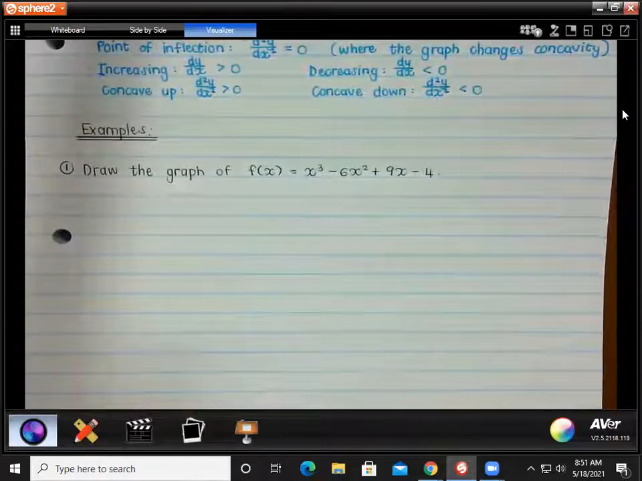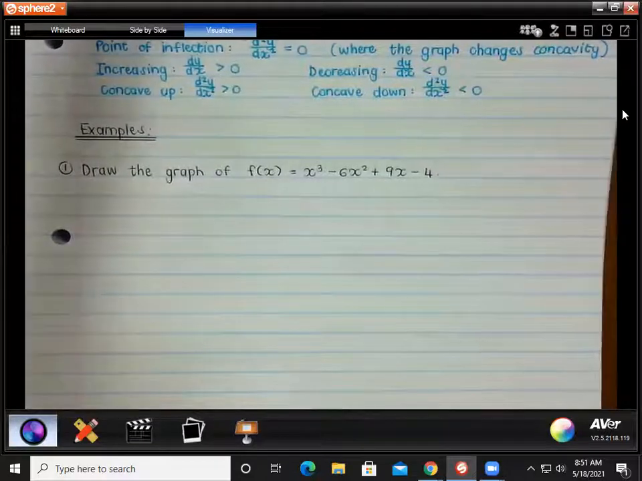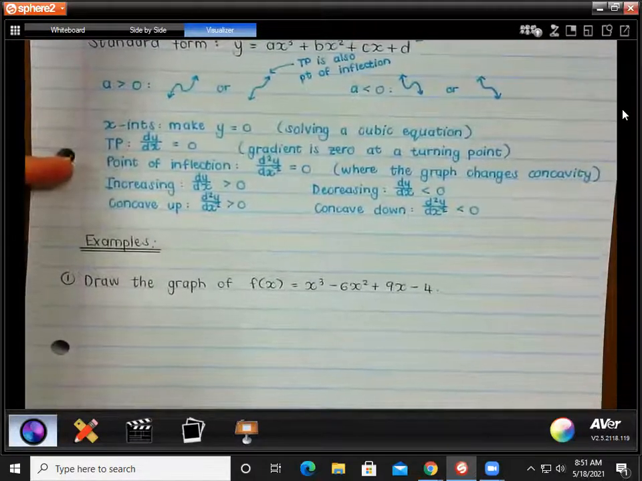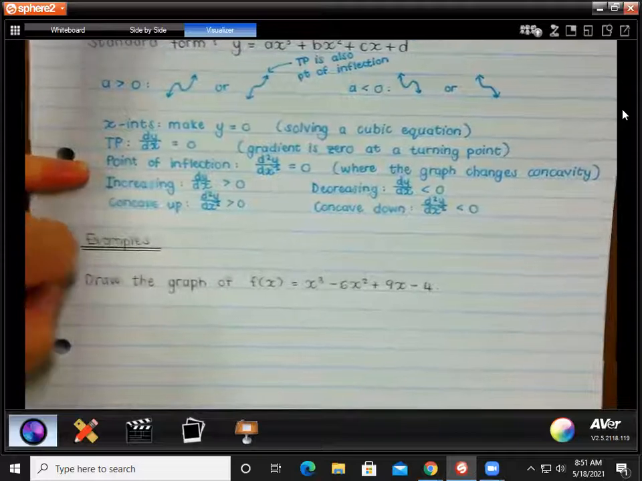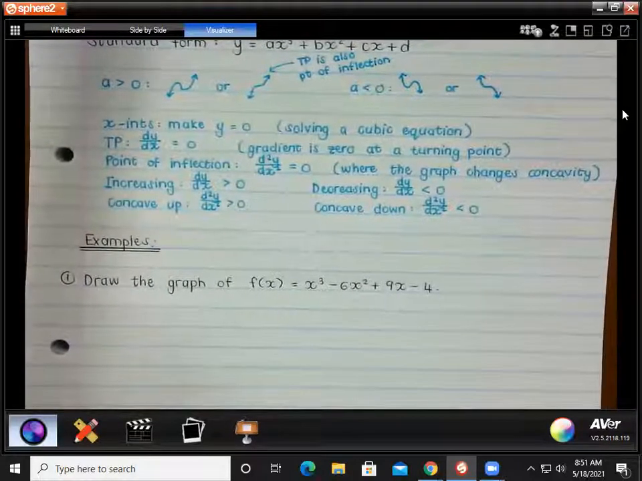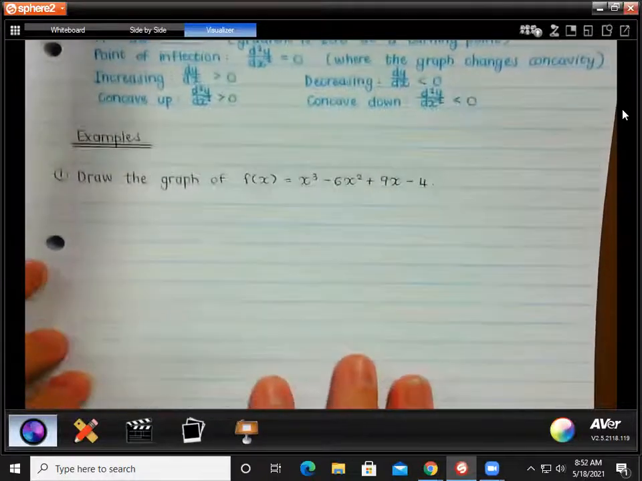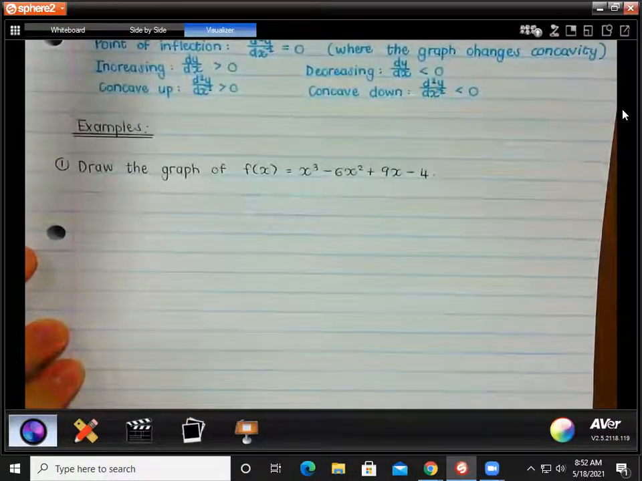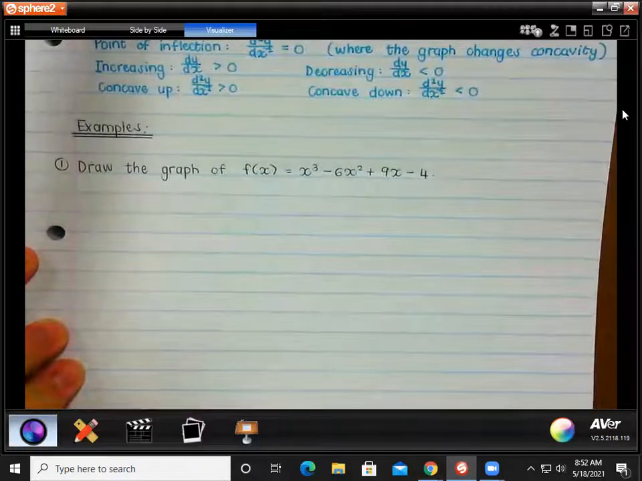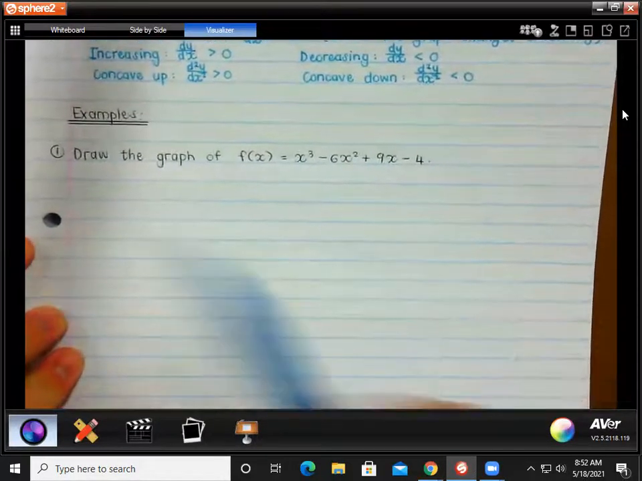Okay, guys, now we're going to have to calculate all of the stuff that we've written up there, basically up until the end of turning points. We are going to find the point of inflection as well, just so that we can discuss it. But in the question, they haven't specifically asked for it. All right, so in the test or exam, if they don't say anything about a point of inflection in the question, don't calculate it. You're going to waste your time.